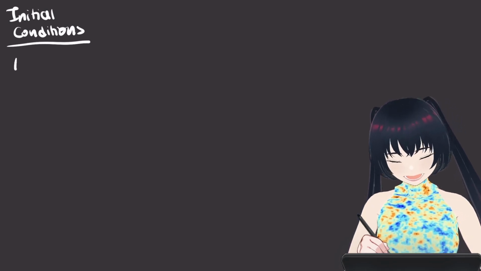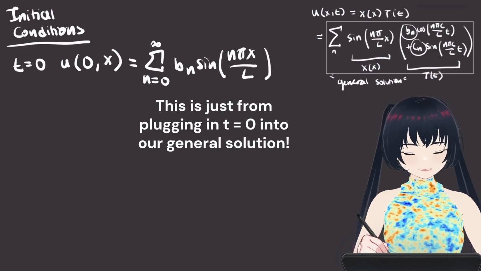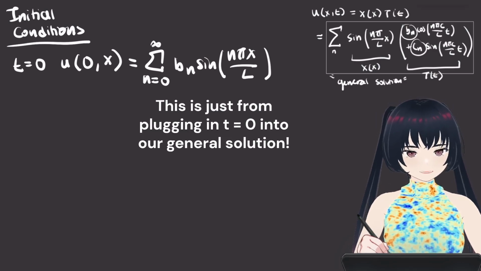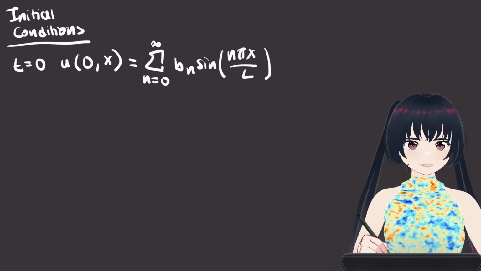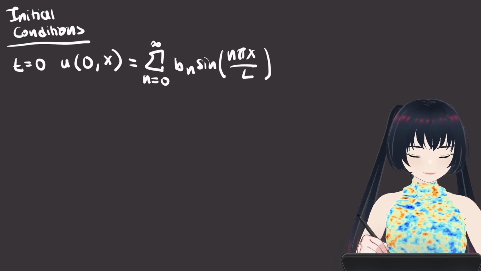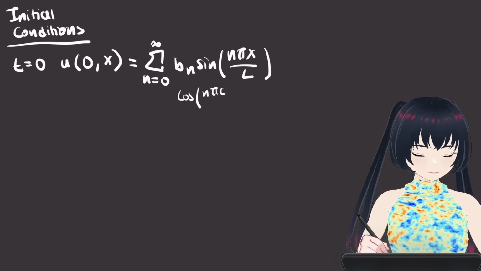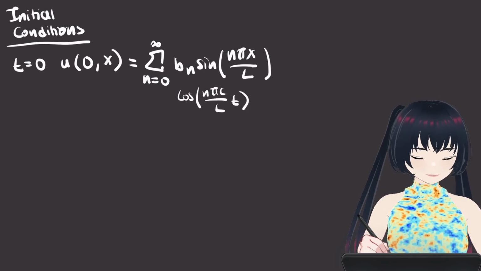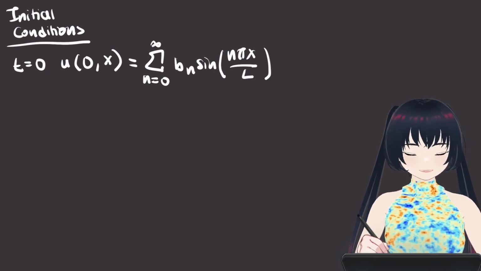So let's plug in t is equal to 0. We then know that u of 0, x would then be the summation b of n times sine n pi x over L. That's because the cosine that was previously in front of the b of n has now gone to 1. Because before it was cosine n pi c over L times t, and this goes to 1. And we still have kept this term, which is dependent on x and has no dependency on time.